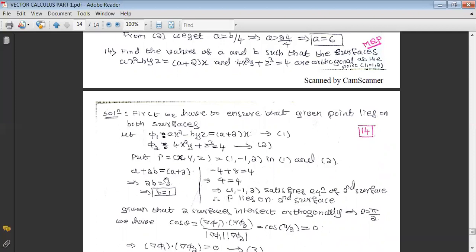And now if we simplify this, a will get cancelled. We find 2b equal to 2. Where 2 will get cancelled, we will find b equals to 1. When we substitute that one in the first surface equation, the first surface.